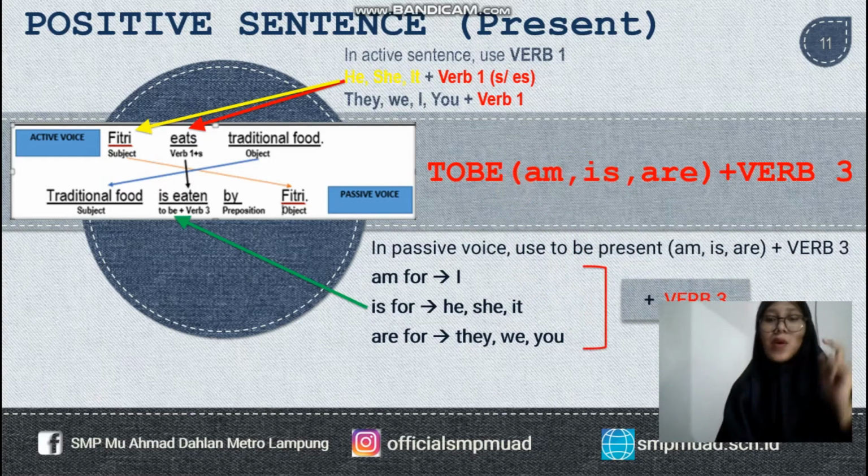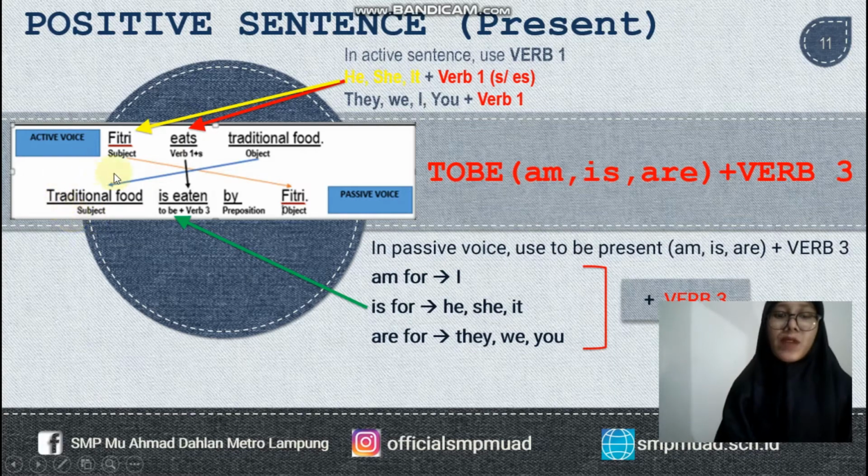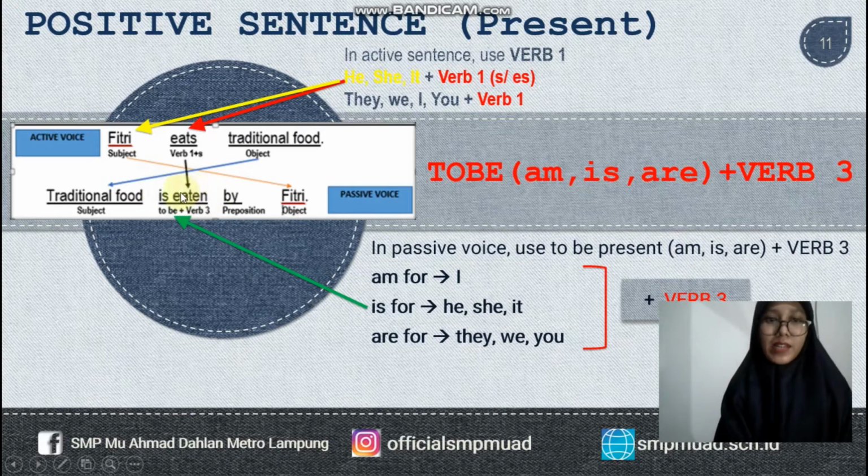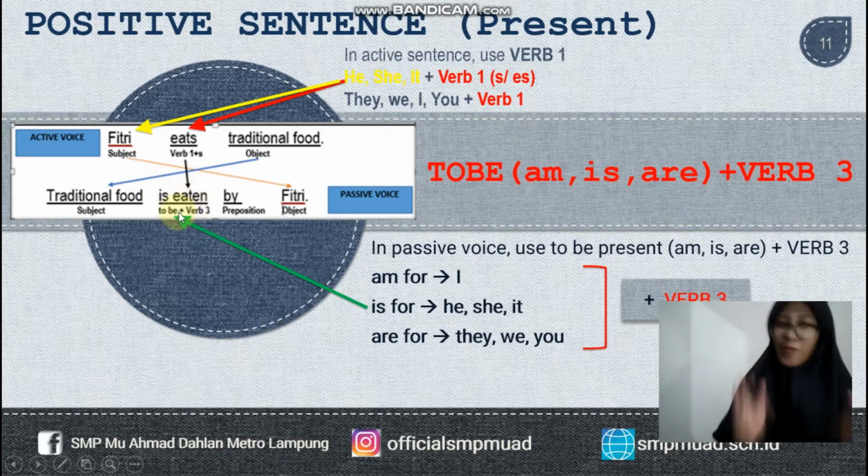Okay, in a passive voice, because traditional food is one subject, you use to be is, and the verb 3 of eat is eaten. So eat in Indonesian language is memakan, changed to passive voice in Indonesian language is dimakan. So you use is eaten. This is to be plus verb 3. Okay, do you understand? Of course you have to understand, because this is so easy.